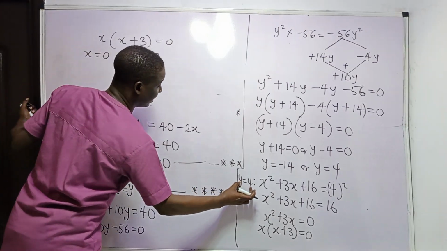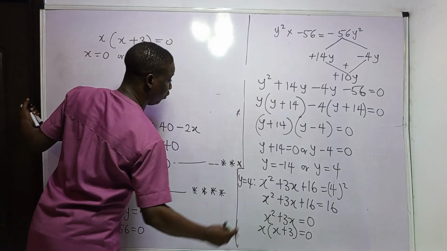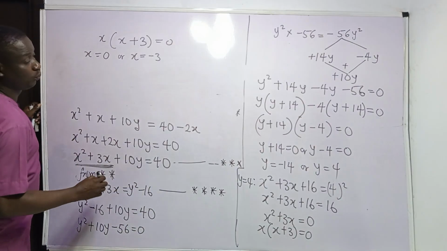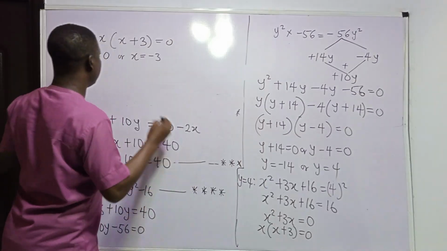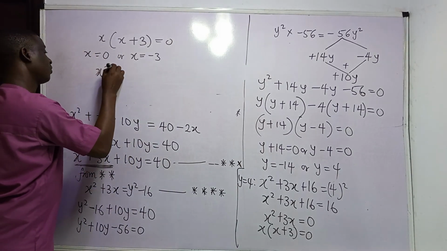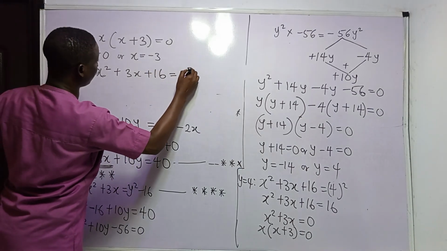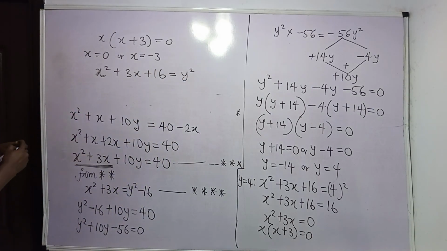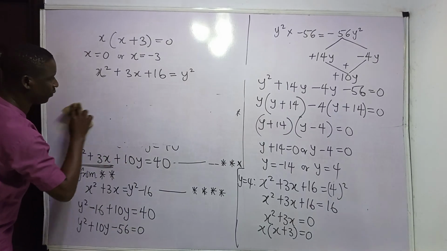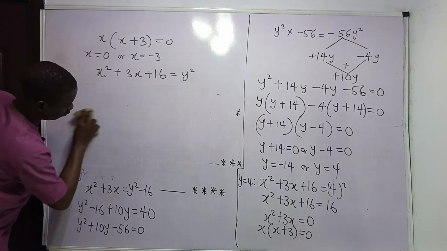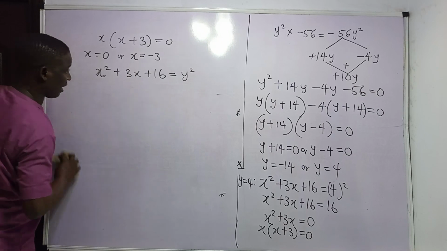We have just used y equal to 4. What is the second value we use? Y equal to minus 14. So we put it into that equation again. This equation, x squared plus 3x plus 16 equal to y squared. You put it into that equation again. So if you put it there, you are going to have another two values of x, which will now give us our final answer.